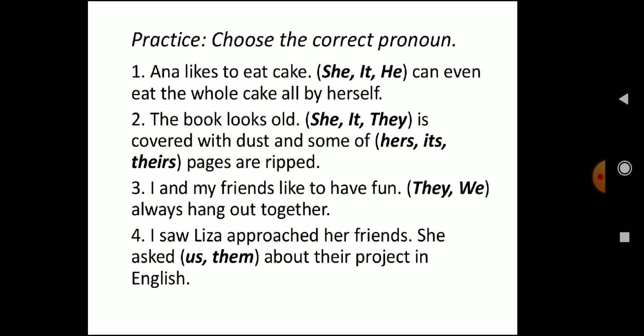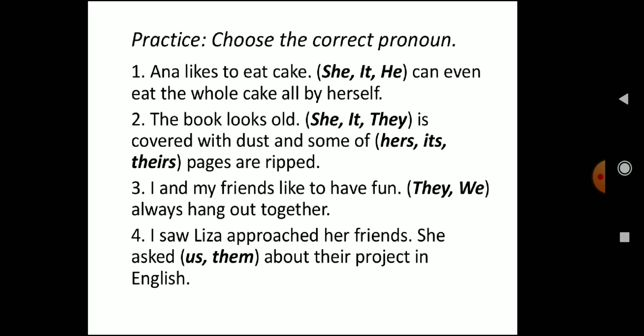Practice. Choose the correct pronoun. Over here four sentences have been given to you, and you have to choose the correct option. First one is Anna likes to eat cake. Dash can even eat the whole cake all by herself. Over here we are talking about Anna, so we have to replace Anna. So we will be replacing it with what?